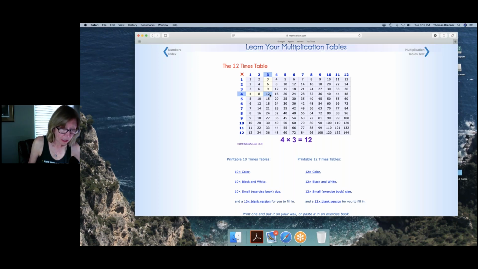Our next is multiplying by 5 is just counting by 5s. So 5 times 1 equals 5. 5 times 2 is 10. 5 times 3 is 15. So if you see in this chart, you would go 5, 10, 15, 20. You are just adding a 5 onto the previous number.